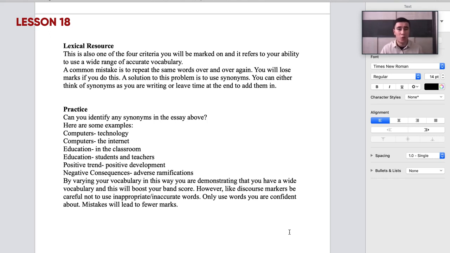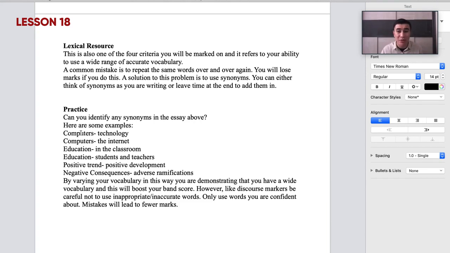So that's the reason why you should try to write your essays in a pencil, and of course you should have an eraser. So let's consider this practice here. Okay, here we have to identify some synonyms. Here, computers can be paraphrased as technology or the internet. Instead of education, you can say in the classroom, students and teachers, for example. Instead of positive trend, you can say positive development, or negative consequences can be paraphrased as adverse ramifications.